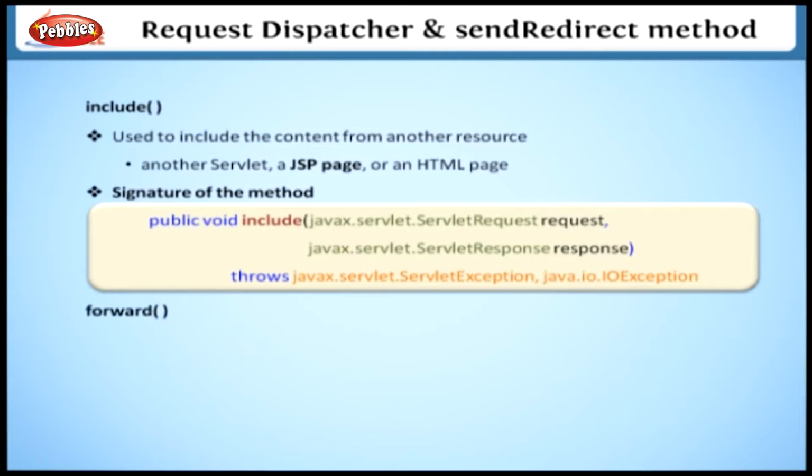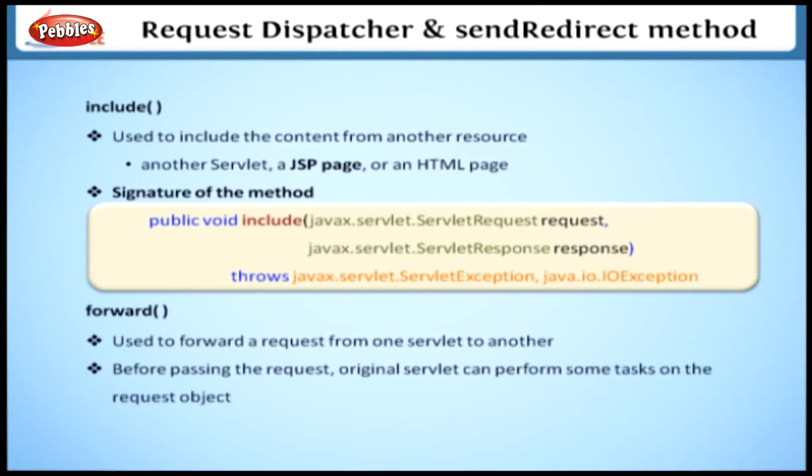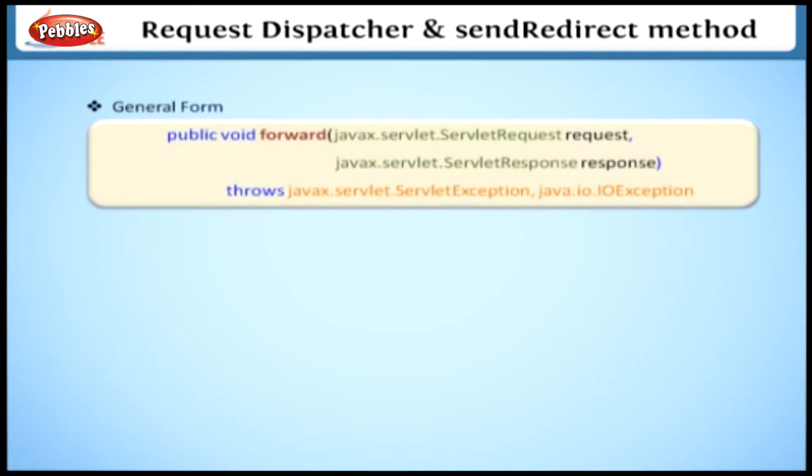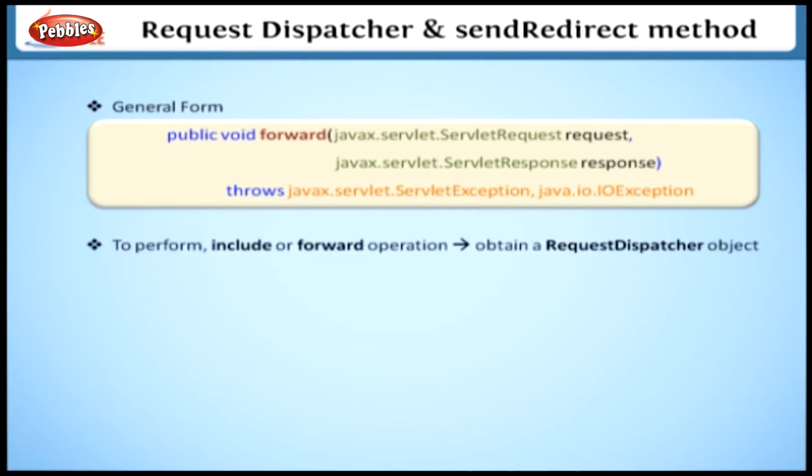Next, the forward method is used to forward a request from one servlet to another. Here, before passing the request, the original servlet can perform some tasks on the request object. The general form of the forward method is like this. If we want to perform an include or forward operation, first we have to obtain a request dispatcher object.